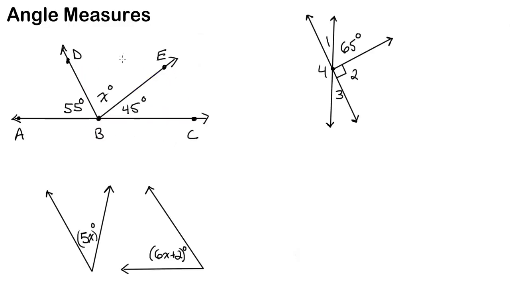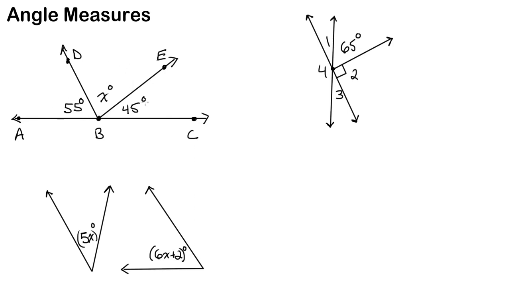One easy way to remember the difference between complementary and supplementary angles is complementary begins with the letter C, supplementary begins with the letter S. Complementary angles have a sum of 90, and supplementary angles have a sum of 180. So alphabetically, C comes before S, and numerically, 90 comes before 180. So let's go ahead and use these concepts to find some angle measures.